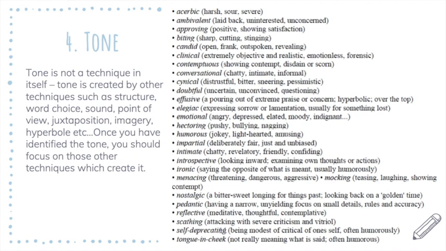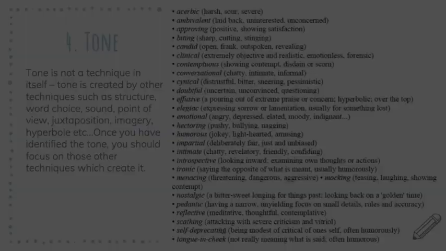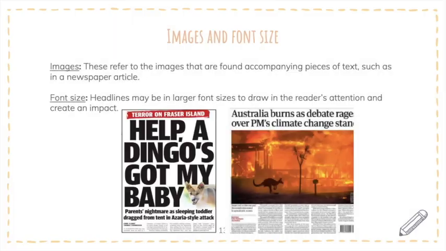On the right, as you can see, there is a long list of different types of tones that may be used within news articles for your reference. Alright, now we are moving on to the visual devices, or the images that can be seen that accompany text types.